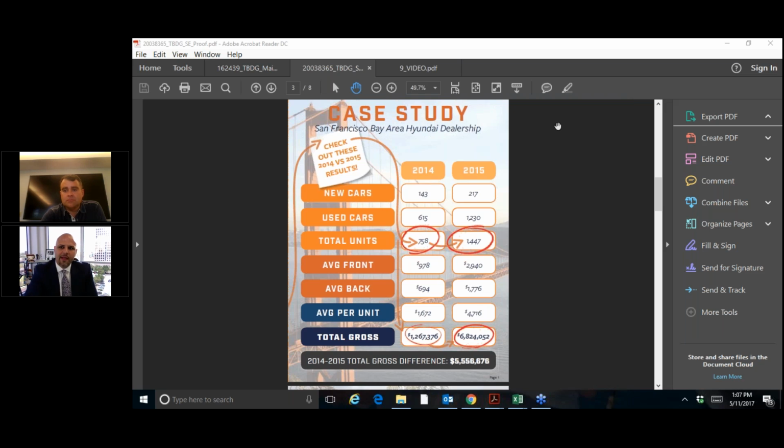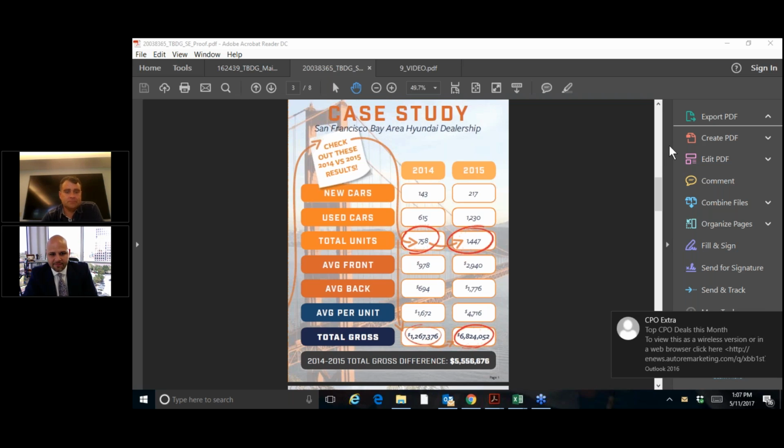So what we do is we dovetail off of that and really kick it into high gear. And I'll go into more detail on that. But that's kind of the Cliff Notes version of where I was and how I wound up here.